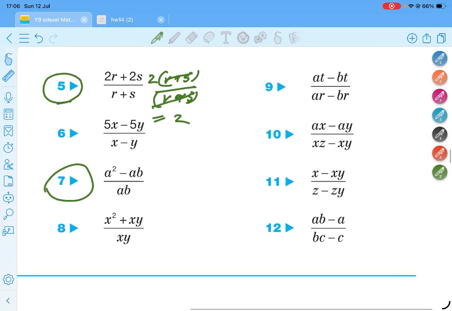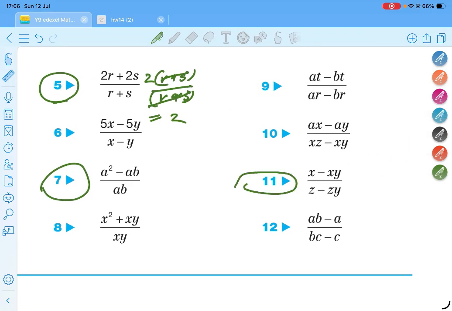7, 11. 11 I think we have done, no? Yeah. This one. 7 and 9.